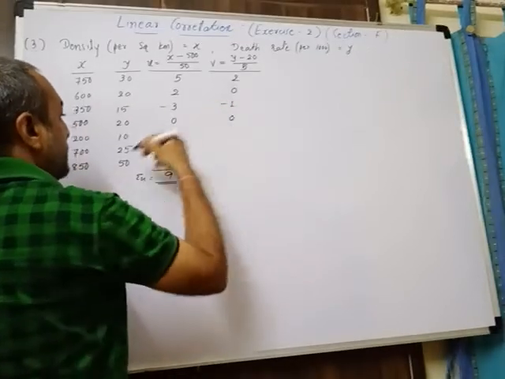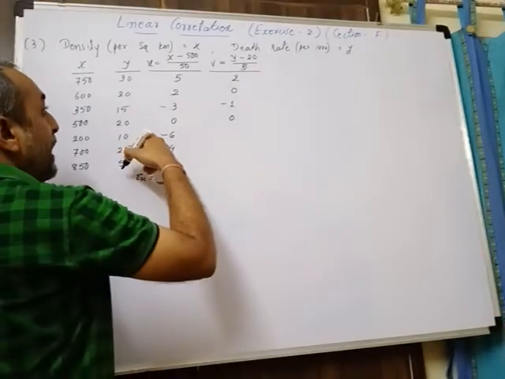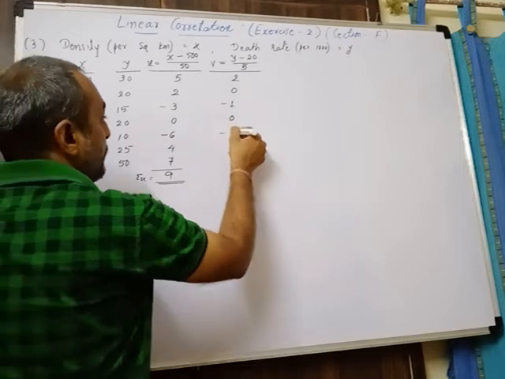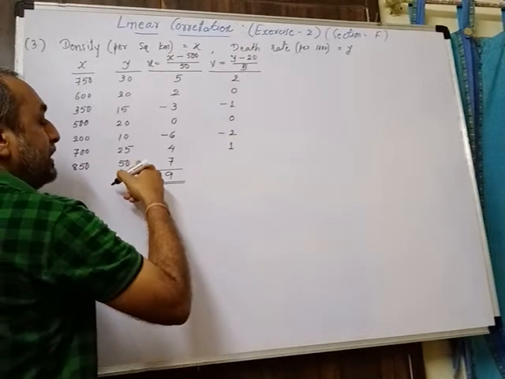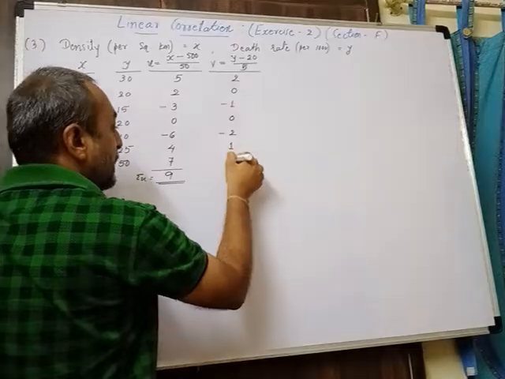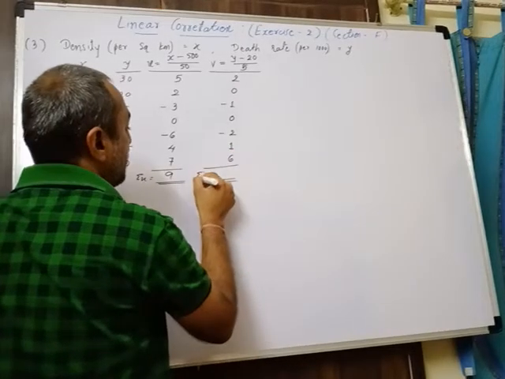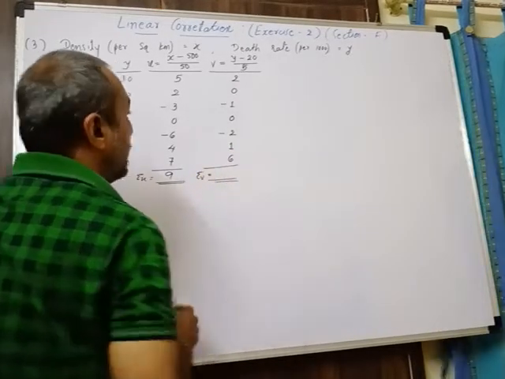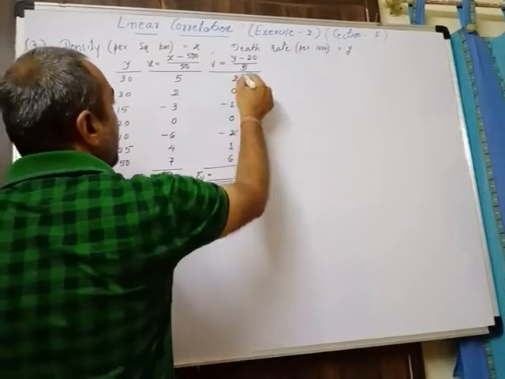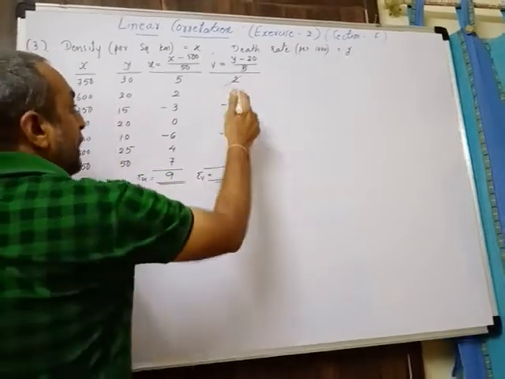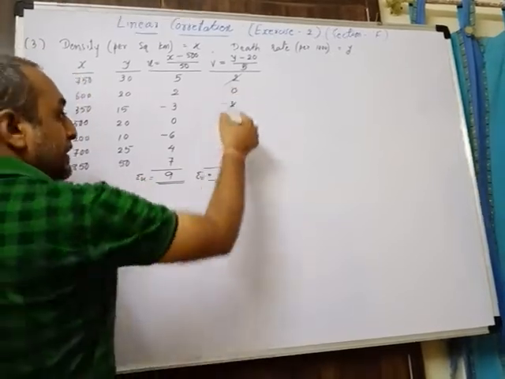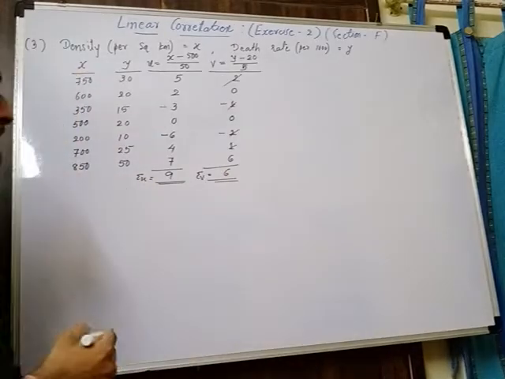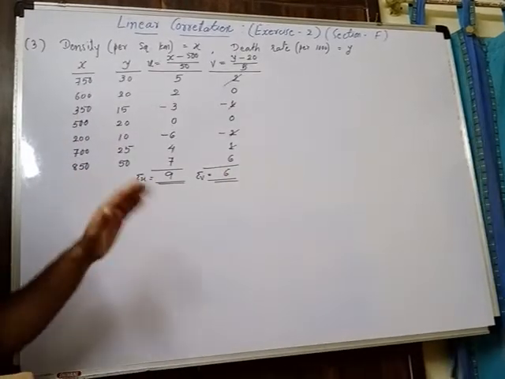20 minus 20 is 0. 10 minus 20 is minus 10, and minus 10 upon 5 is minus 2. 25 minus 20 is 5, and 5 upon 5 is 1. And 50 minus 20 is 30, and 30 upon 5 is 6. The total of these is called the sum of v. Try to find that. The 2 and minus 2 cancel, and 1 and minus 1 also cancel, so the only remaining value is 6. So this is your value of sum of u and sum of v.